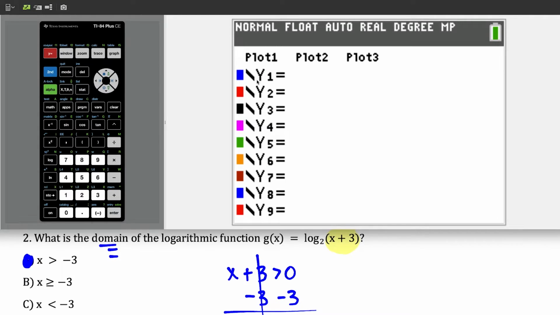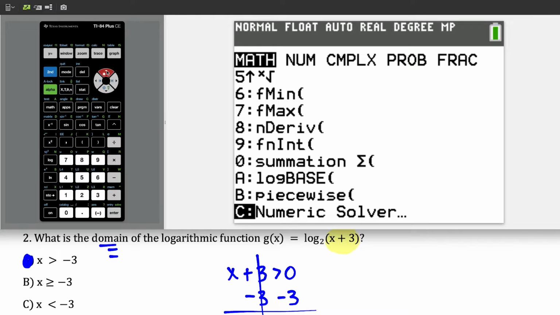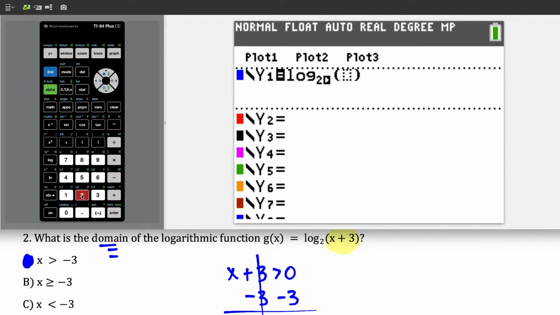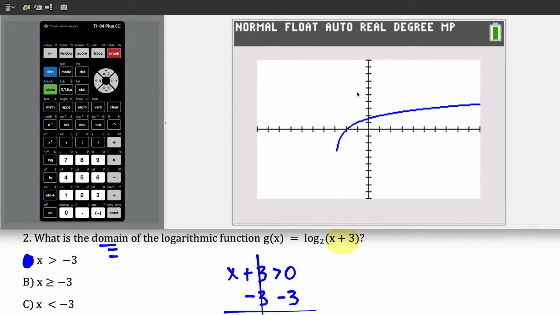Now, we could also use technology to help us understand this. We could go to the y equals, and we could type in log base 2 by pressing math. We go up, and log base is option A here, so I just go up to option A. I press log base, and I can write log base 2 of x plus 3, and I could press graph. So once I do this, I get an idea of what this looks like, and notice that the graph ends over here at negative 3.